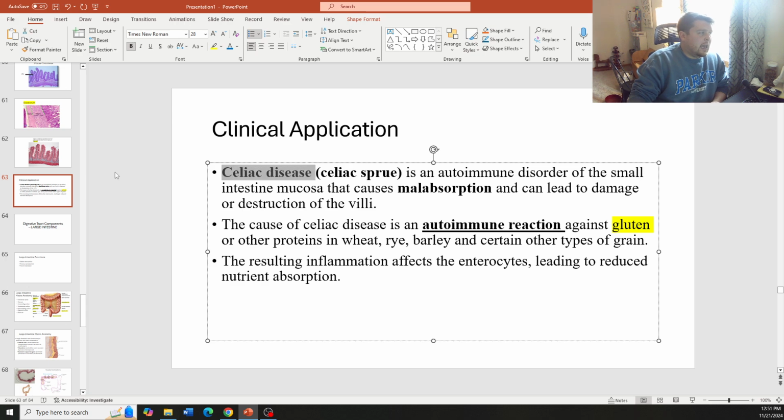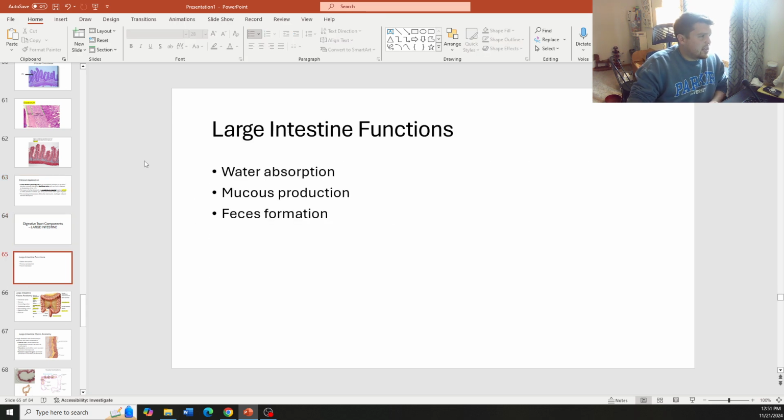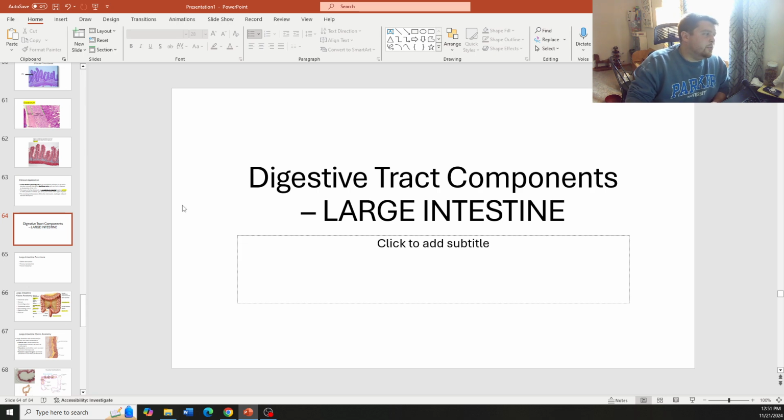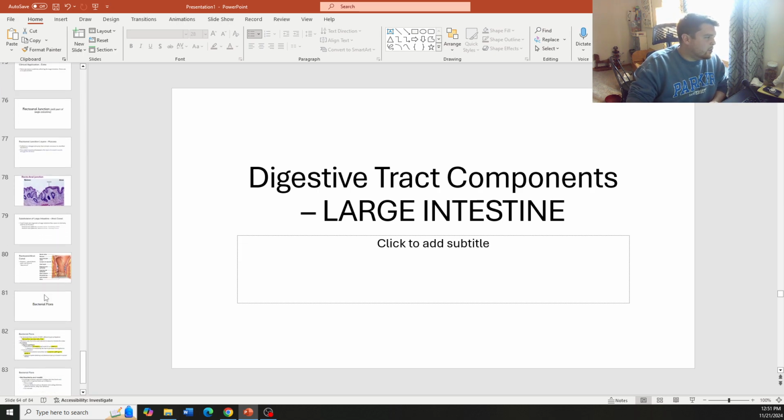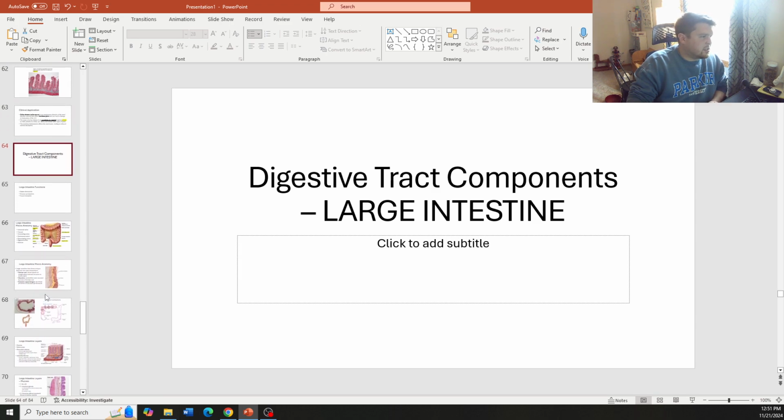That is celiac disease. Okay, I'm going to go ahead and end part 2 right here, and we will finish out the large intestine and the rest of it in part 3.